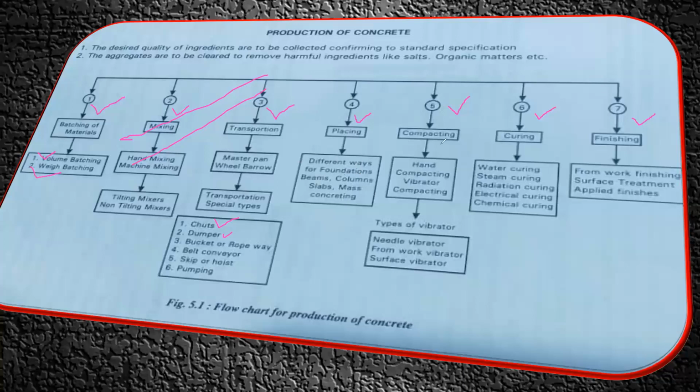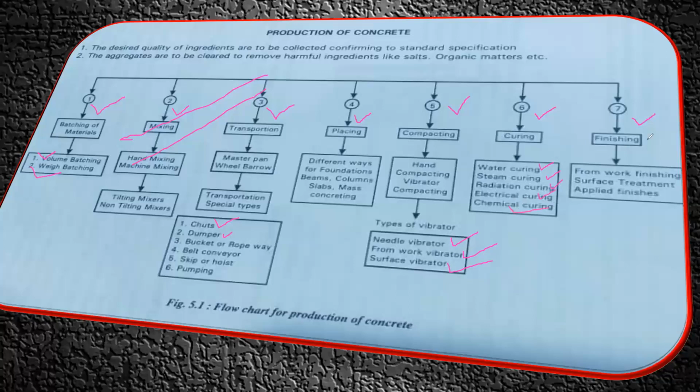Then coming to the compaction part, compaction can be done with the help of hand compaction or vibrator compaction. Under the vibrator compaction, we have three types. One is a needle vibrator, which you have already seen, which I showed you. Then we have a formwork vibrator, which is attached to the formwork, and then we have a surface vibrator. Then under the curing, whatever curing I have shown you right now is normal water curing, which we usually follow everywhere. Other than that, we have steam curing, radiation curing, electrical curing, and chemical curing.